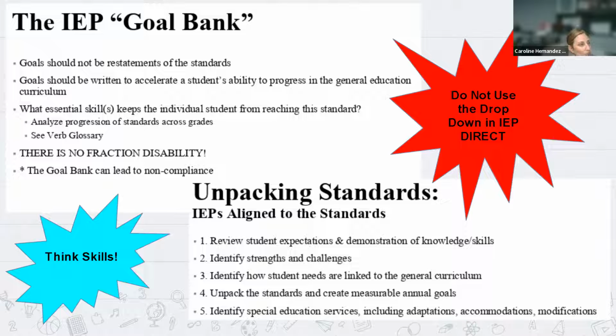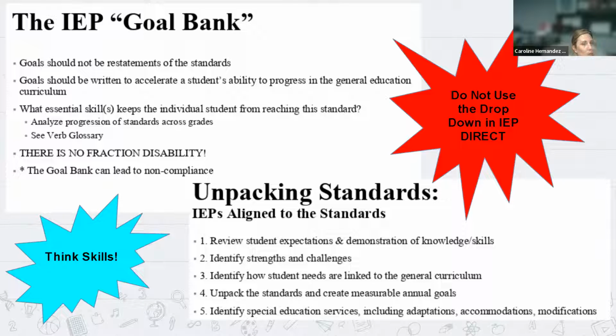So we should not be using any drop down of state standards, but we really want to be able to look at the state standards and understand, you know, what that might look like in the classroom. What would we be asking a student to do or demonstrate in order to show that they're able to meet that standard? We would identify strengths and challenges and identify how their needs are linked to the general education classroom. And then we would create and identify a special education service, adaptation, accommodation, or modification that they may need, right? So it might be with support, the student is able to do this.